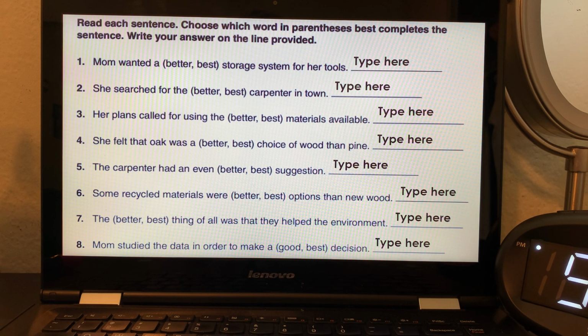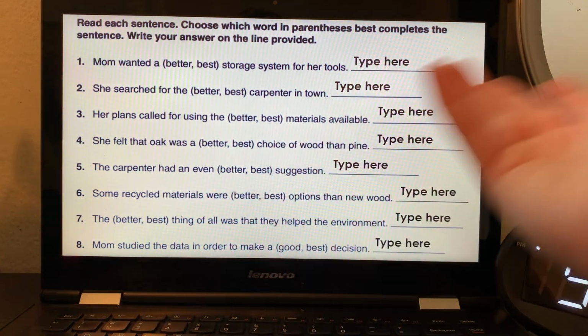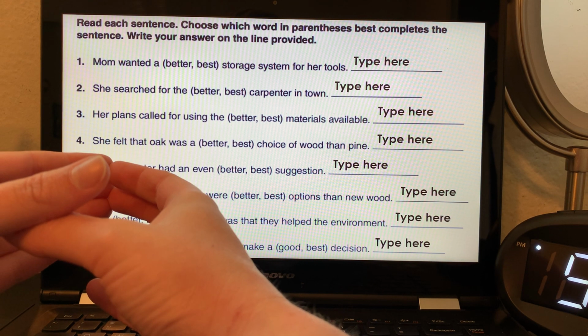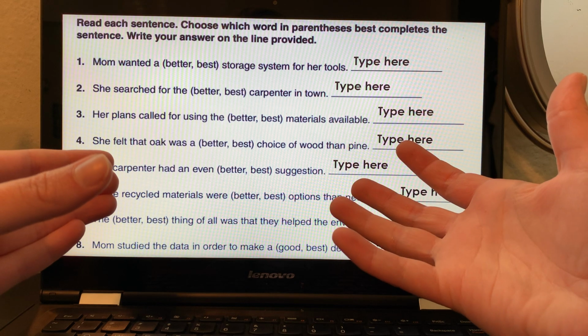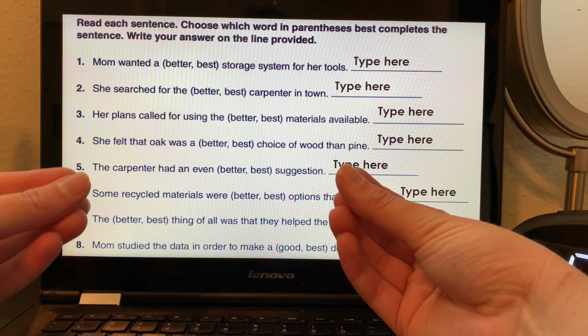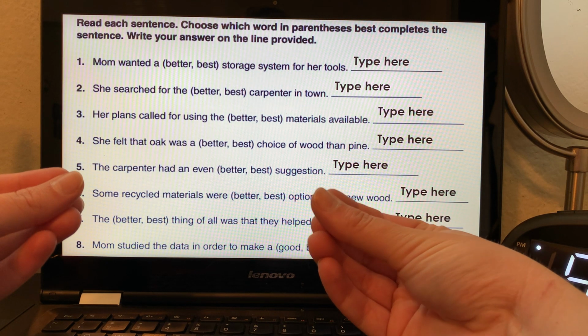Number one says, Mom wanted a better, best storage system for her tools. So here we're looking at, am I going to use the word better? Am I going to use best? We have to figure out how many things we are comparing here. Well, you have to think critically a little bit on this one. She has this current storage system over here that's not working for her, so she wants to get a different one. We'd be comparing what she currently has to what she wants to get. That would be two things, so we would choose the word better.